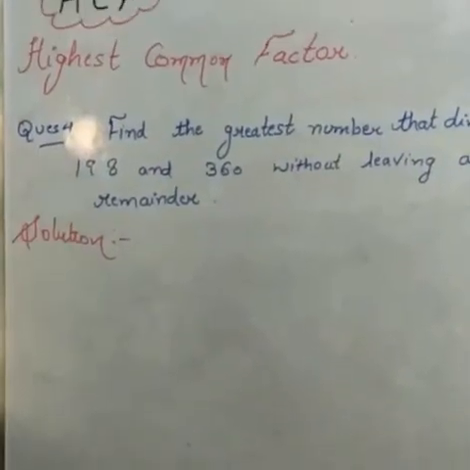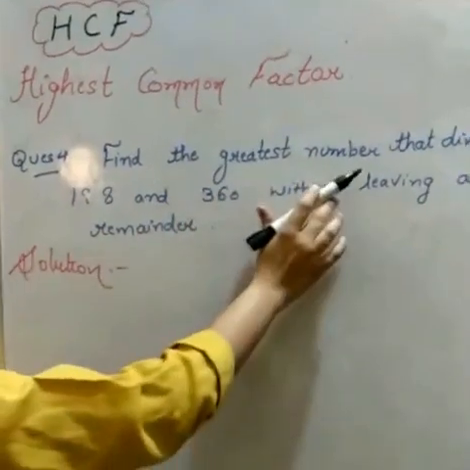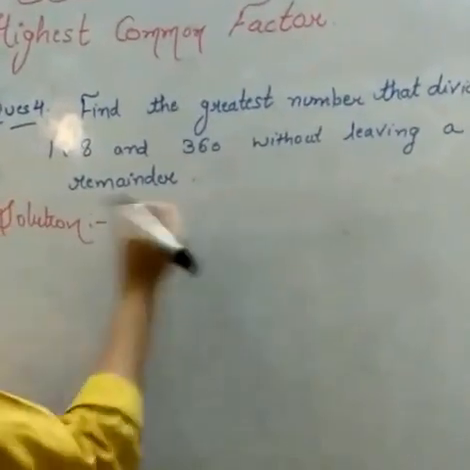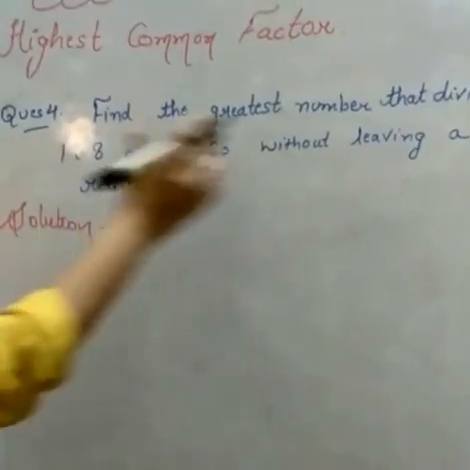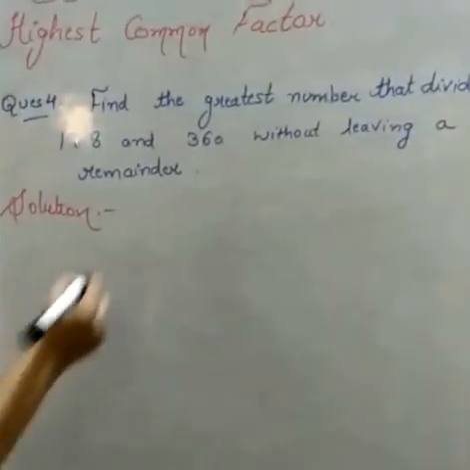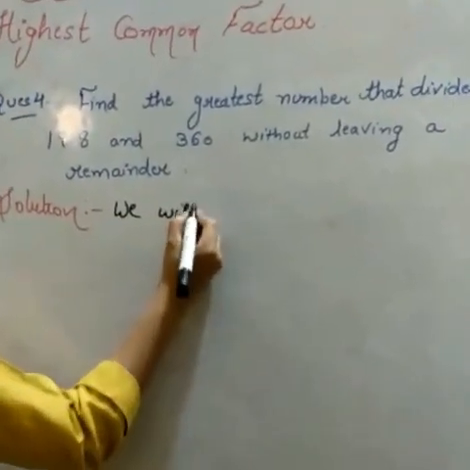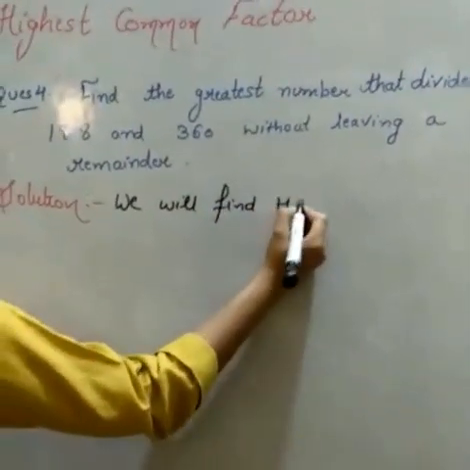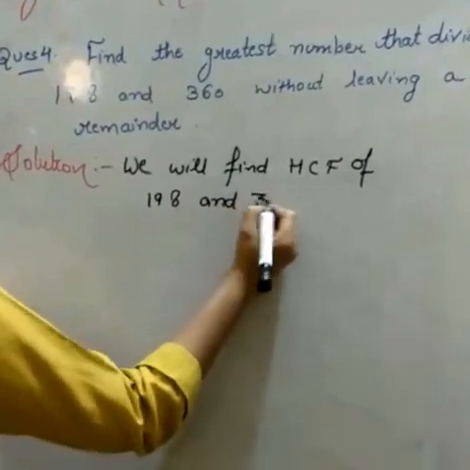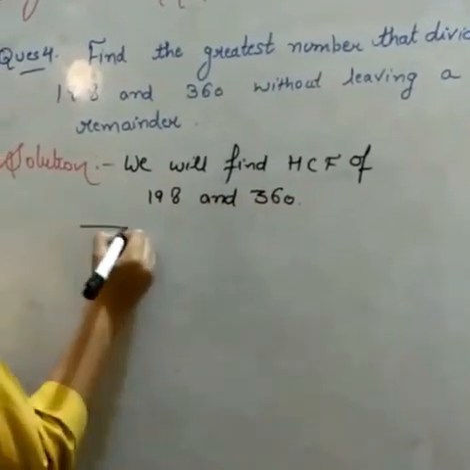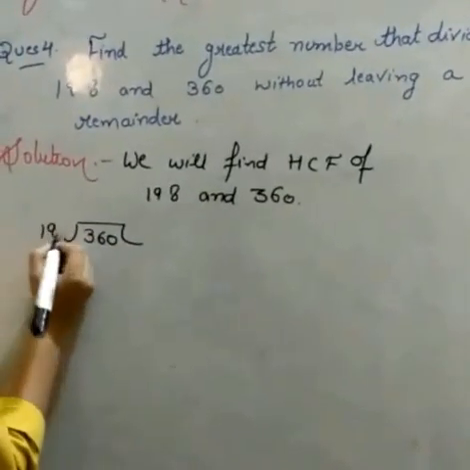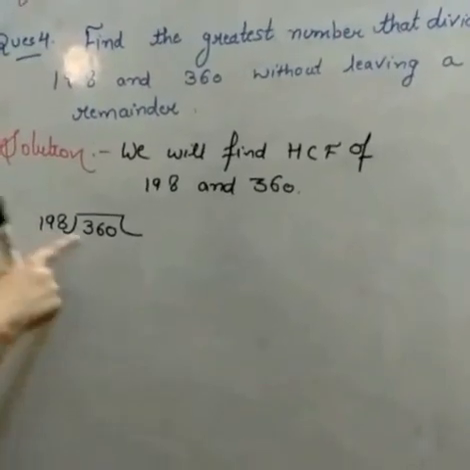So this is question number 4 of your book. Find the greatest number that divides 198 and 360 without leaving a remainder. So we have to find the greatest number which divides these two numbers and doesn't leave any remainder. So we will find HCF of 198 and 360. So write 360 here and 198 here, because 198 is smaller than 360.